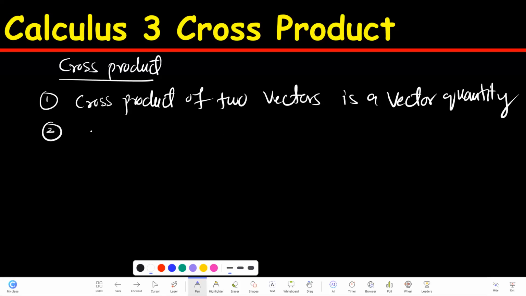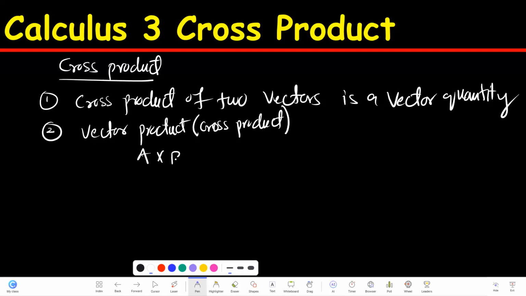Number two, vector product, also called cross product, equal to what? A cross B equals the magnitude of A, the magnitude of B, and then sine theta times n, where n is the unit vector of the direction, and theta is the angle between the two. Okay. So let me draw here a little bit.